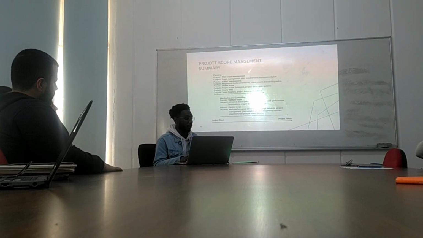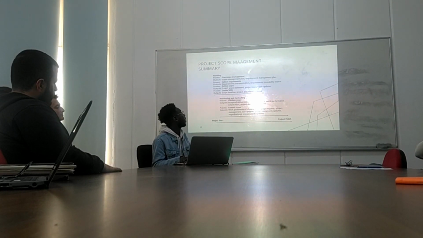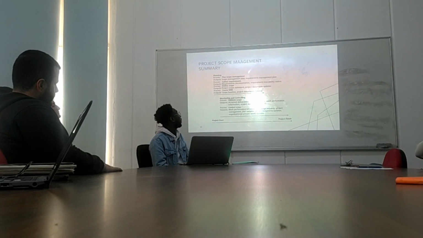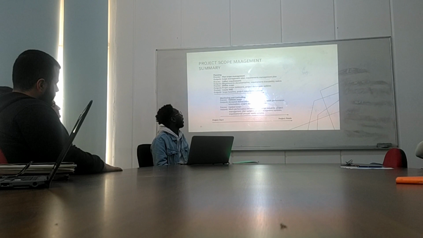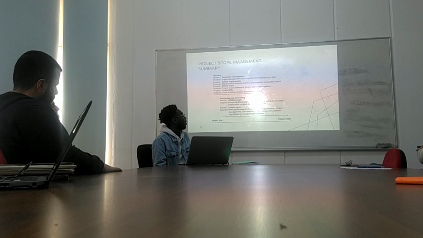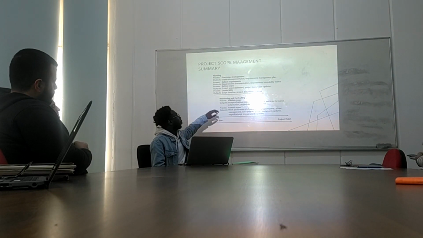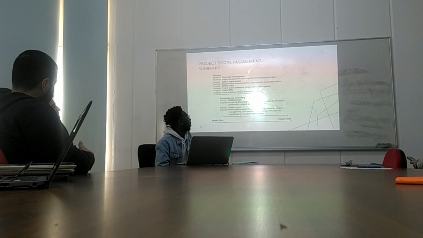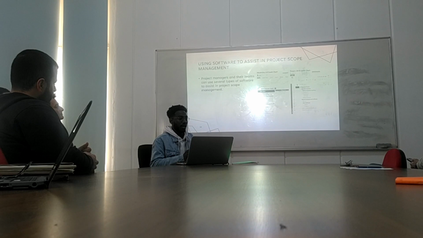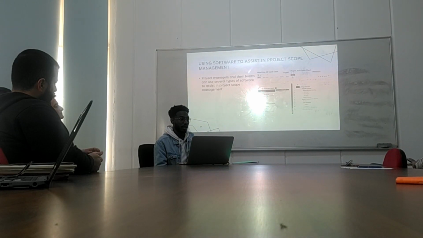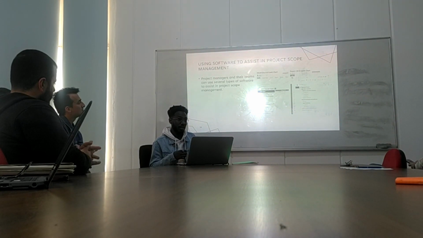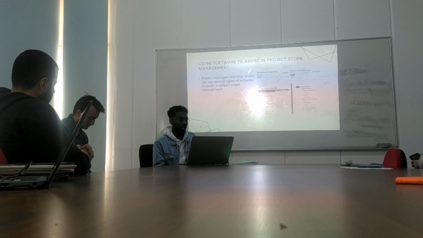And then here there is a summary of the project scope management containing all the steps and the processes and their outputs. I hope everyone can see them. It's starting from planning, plan scope management, and then collecting the requirements, defining the scope, and creating the work breakdown structure. And then the last two steps here are validating the scope and controlling the scope. And this was mentioned at the end of the chapter: using software to assist the project managers in project scope management.